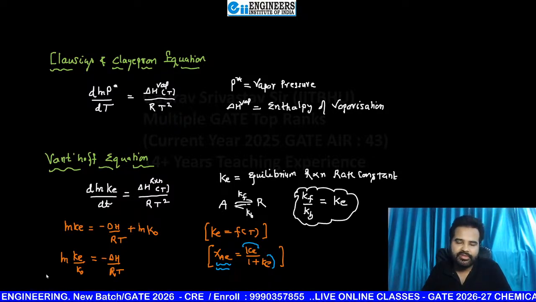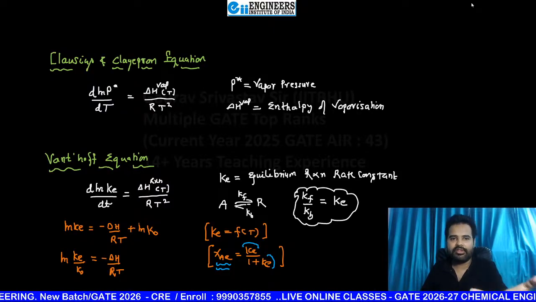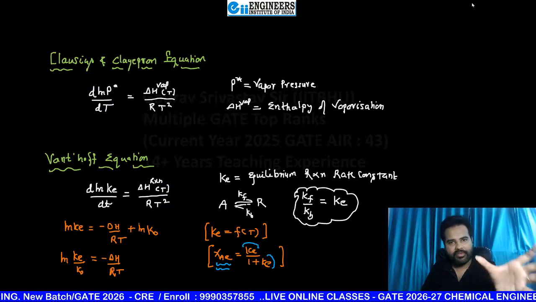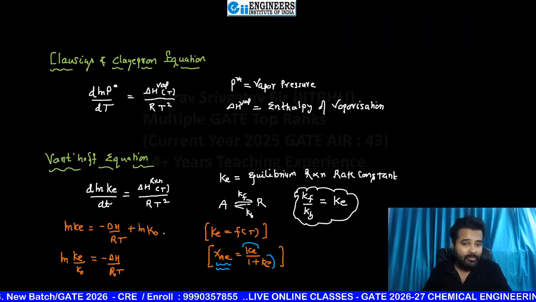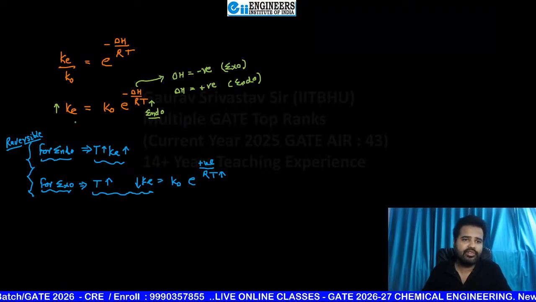You can take two cases, just like I am going to do for activation energy. The same thing you can do for the equilibrium reaction rate constant. But this time I'm not going to show you how to derive it. I will show you later.